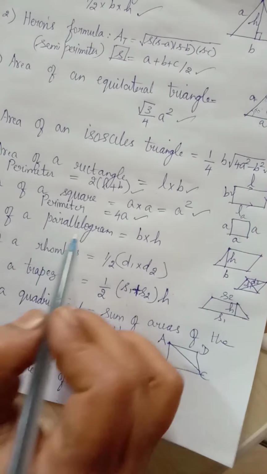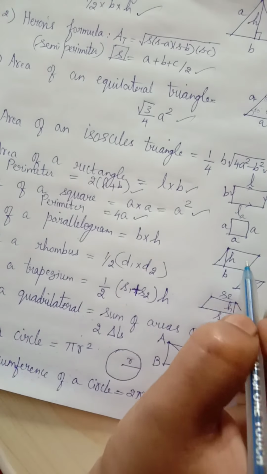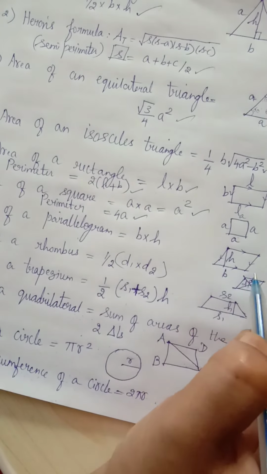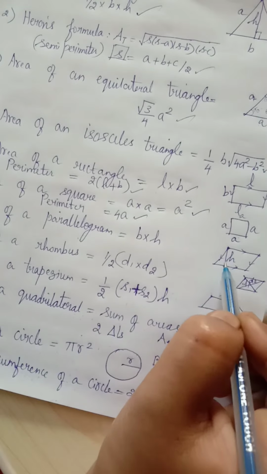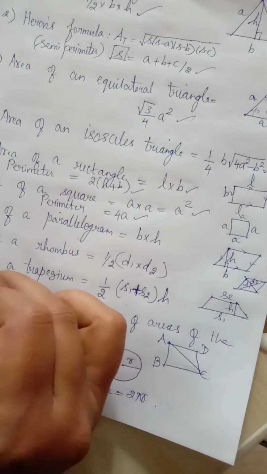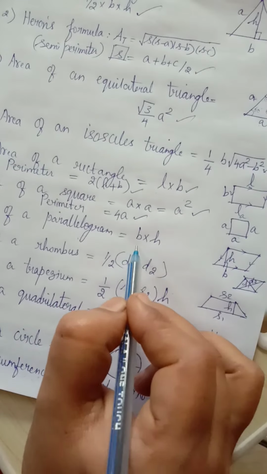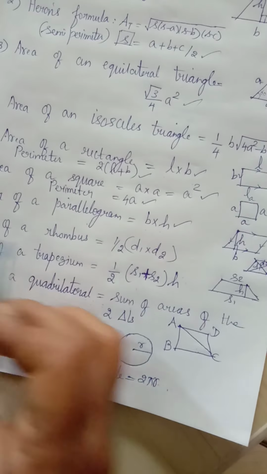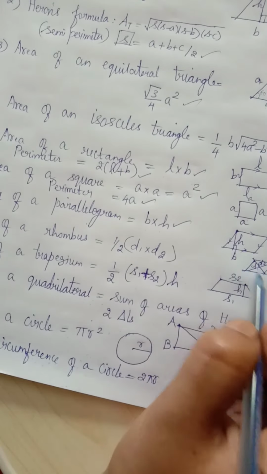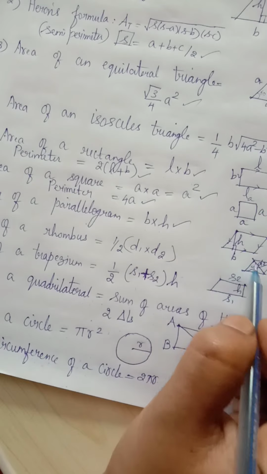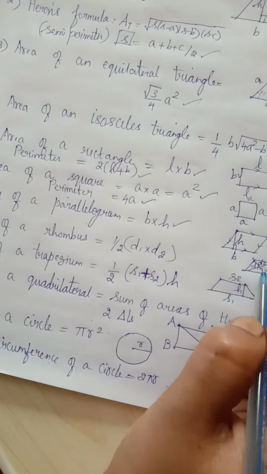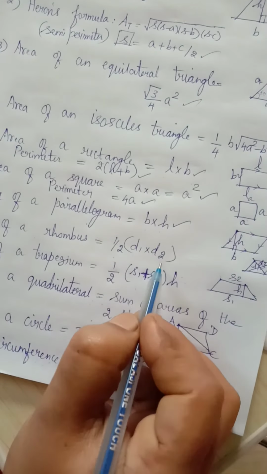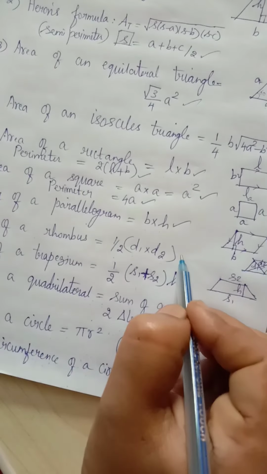Moving on to the area of a parallelogram. A parallelogram is a figure which has opposite sides parallel and therefore equal. If we drop a perpendicular in the name of height, we get the area of a parallelogram as base into height. Next is the figure rhombus. A rhombus is a figure in which you have 2 diagonals bisecting each other at right angles. So the area of a rhombus is given by half into d1 into d2, where d1 and d2 are both diagonals.